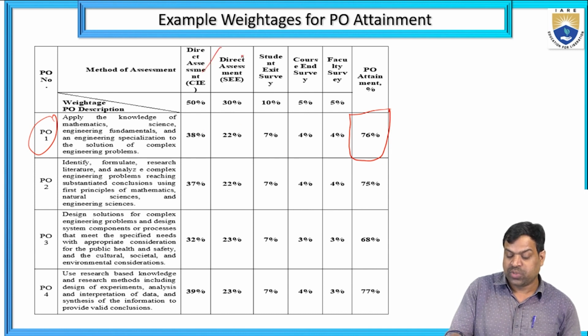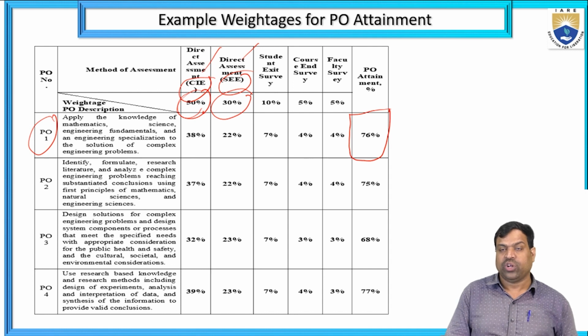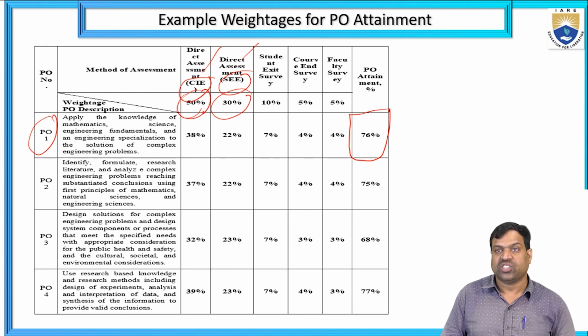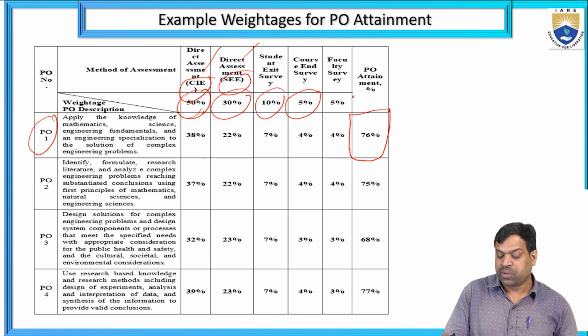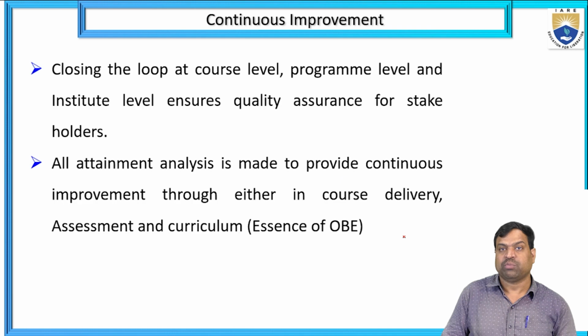That is a direct assessment of mid exam, end exam, student exit survey, course end survey, faculty survey. So in the mid exam, 50% I am taking, and of the end exam marks only 30% I am taking. Next, student exit survey I am taking 10%, course end survey 5%, faculty survey 5%. After dividing the marks assessment, PO1 is 76% achieved, PO2 70% achieved, PO3 68% achieved, PO4 77% achieved.